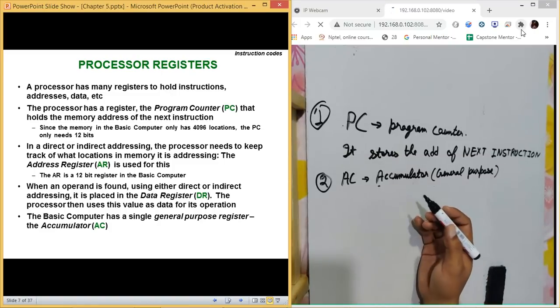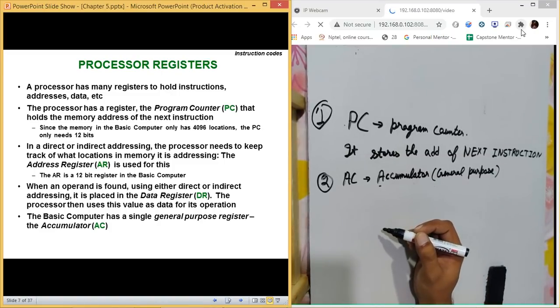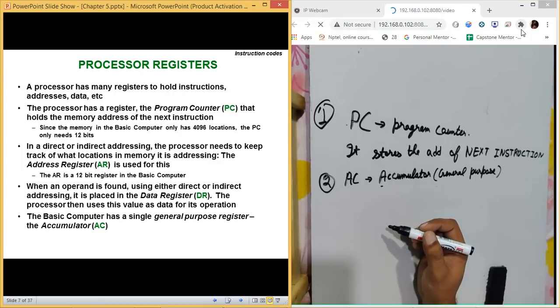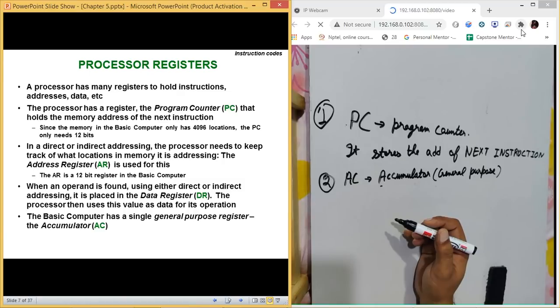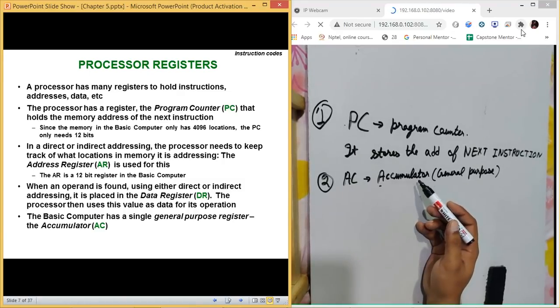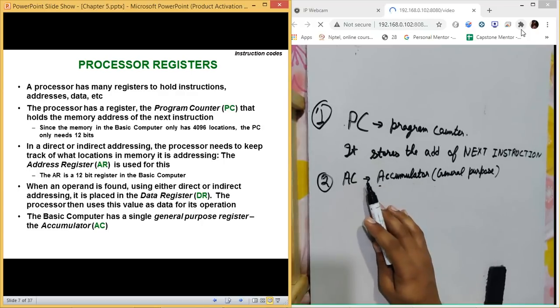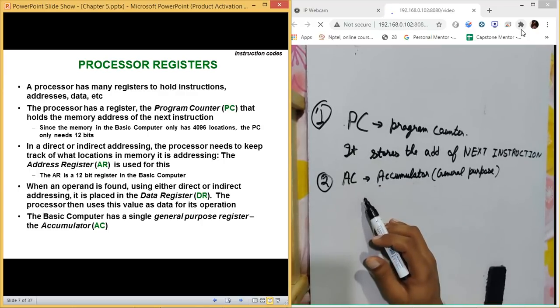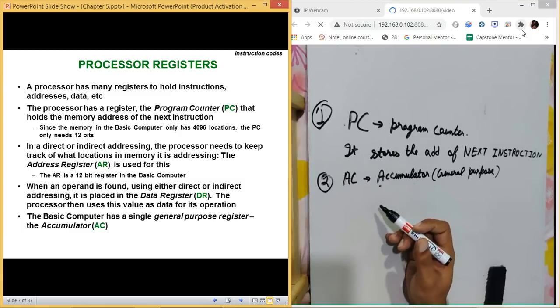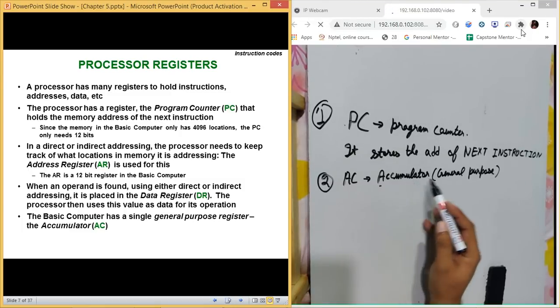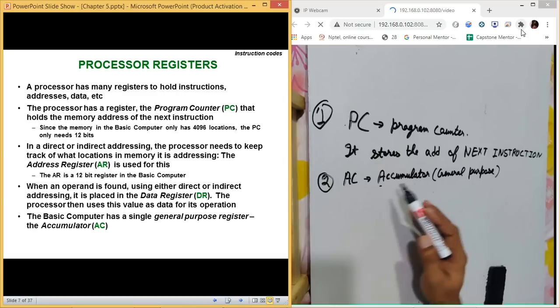Whenever we are calculating two values, there might be some intermediary results. If we are calculating an instruction, there might be some values which we get as an intermediary result. So accumulator is going to store that. It is going to store the temporary values. It is going to store the results. If there is no destination given, it will automatically get stored in an accumulator.